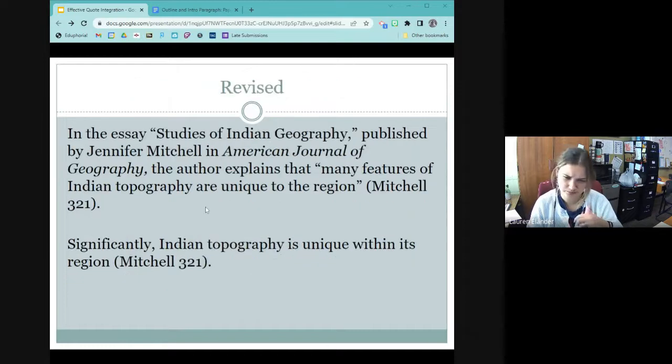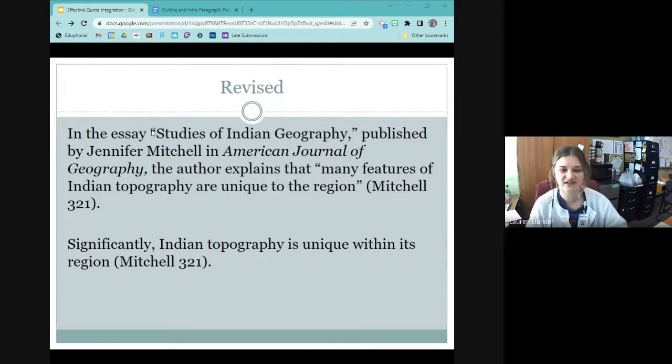So when I look at this, if I were going to revise it, I just want to take out the things that are important. So significantly, Indian topography is unique within its region. That is much easier for me to understand and take away the point than this massive paragraph. Again, if I want to know the name of the essay, if I want to go back to the article itself, I can go to the works cited page and find that. This citation gets rid of all the jumbled mess.